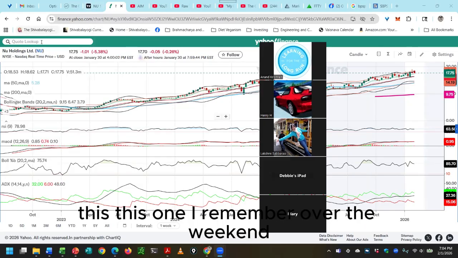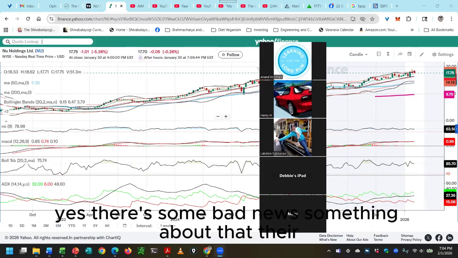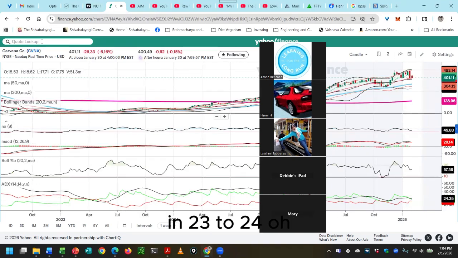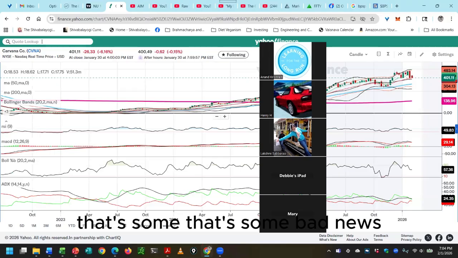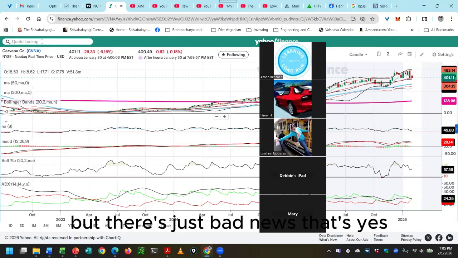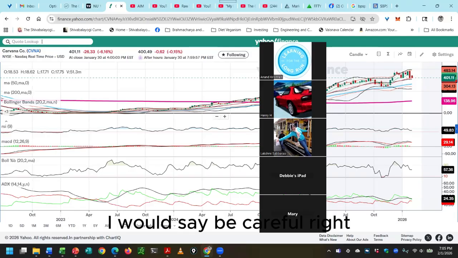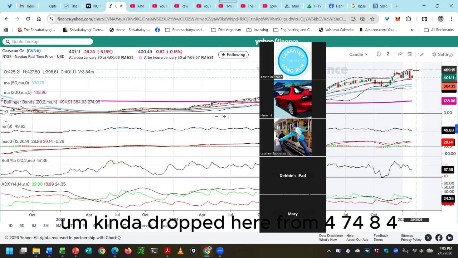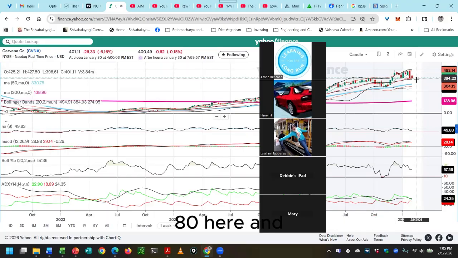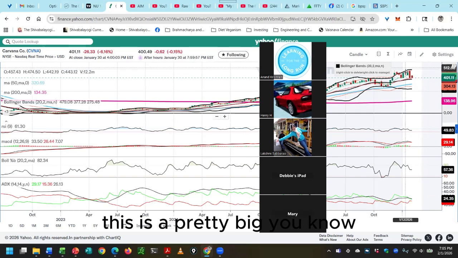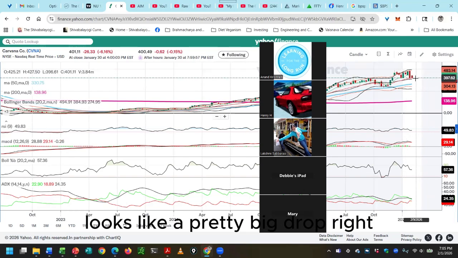Yeah, this one I remember over the weekend. There's some bad news, something about their earnings being inflated by over $1 billion in 23 to 24. So that's some bad news, but the pattern looks okay; it's just bad news that has come to light recently. If that's the case, I would say be careful. It does appear to be at the averages now, dropped here from 470, 480, kind of close to 480 here, and seems to have come down to 394. Looks like a pretty big drop, right?